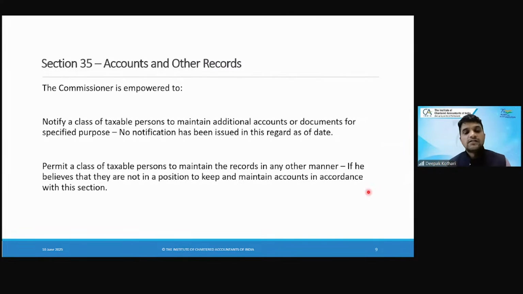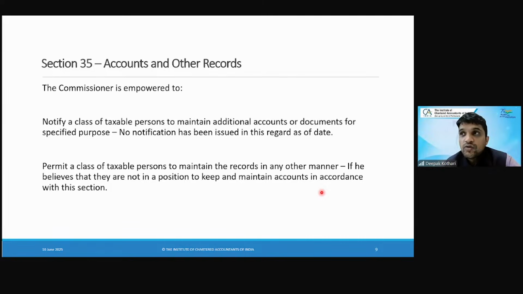The commissioner, section 35, which we are discussing, says that a commissioner is given a power to notify a class of persons to maintain additional records. Apart from this, for a specific category of people, say builders, they will tell for builders, you have to maintain separate records. So the commissioner has a power, and he can permit a class of taxable persons to maintain records in any other manner if he believes that they are not in a position to keep and maintain the accounts in accordance with this section. So if an application is made, then he will give that power.